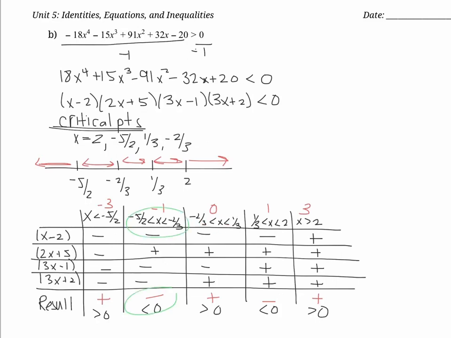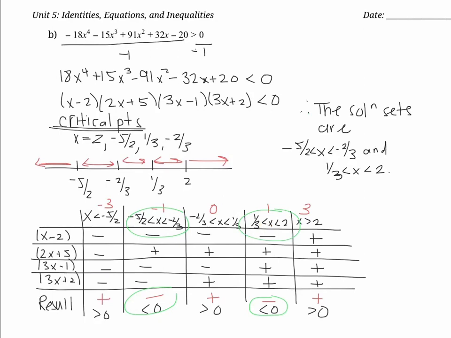In this interval, our result will be greater than 0. In this interval, our solution will be less than 0. Again, that's one of our solution sets. And in this final interval, for all x values greater than 2, we would get a positive result. So we have 2 intervals that satisfy our inequality that this function has to be less than 0, and here they are. So here's our final solution.